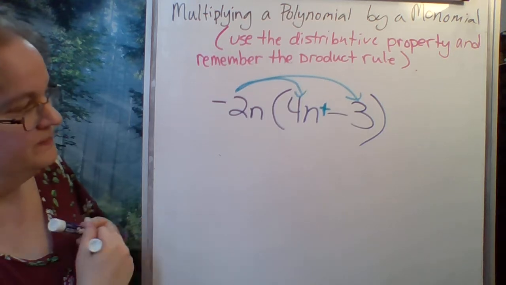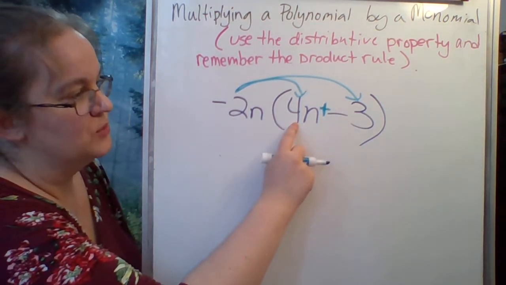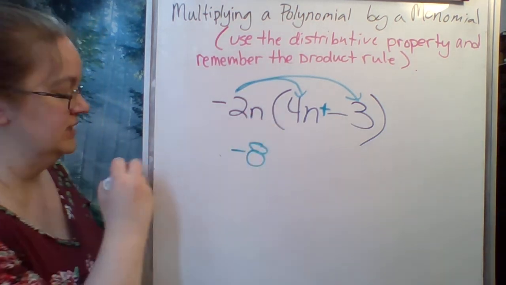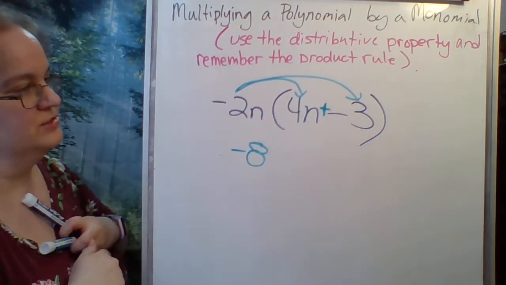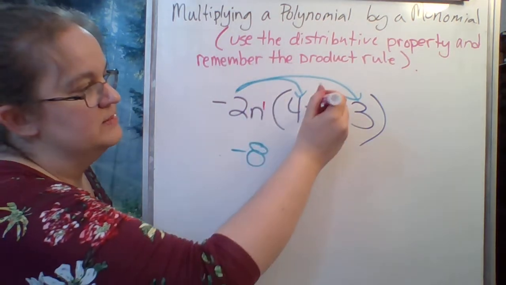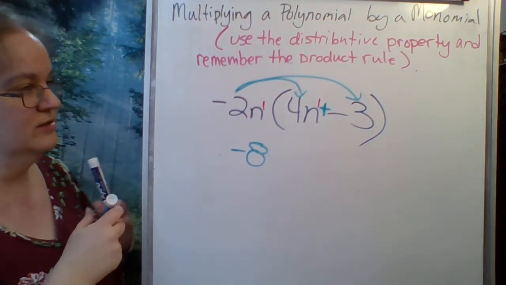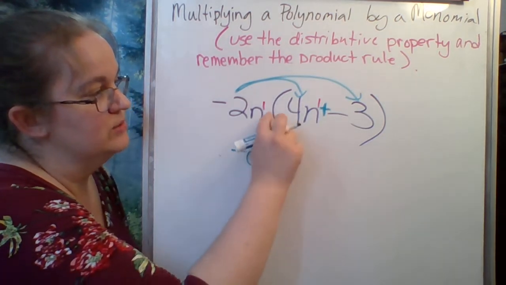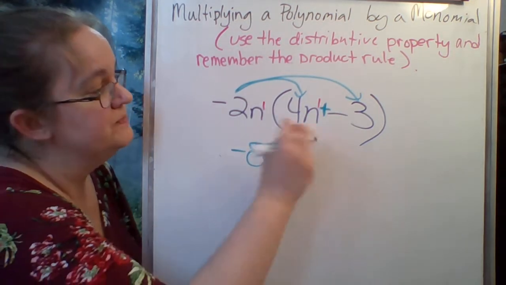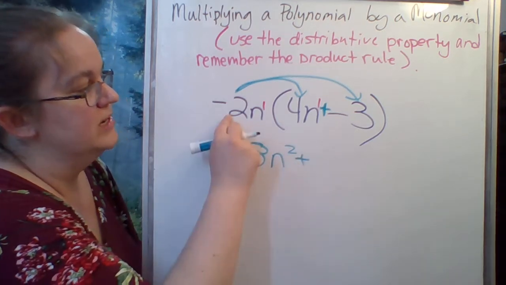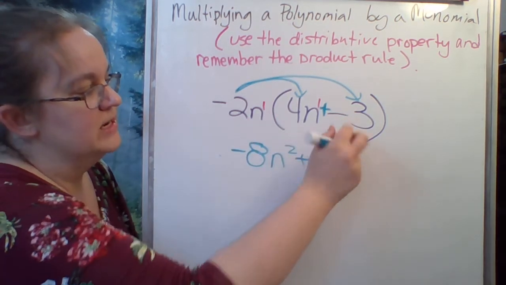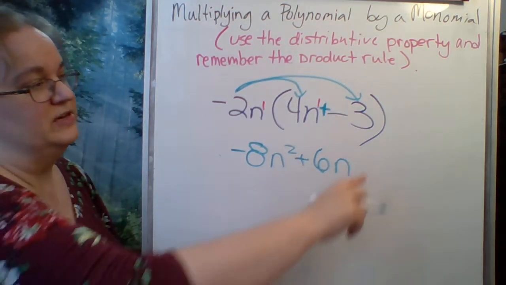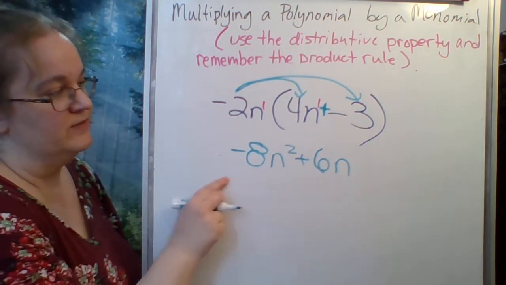And when I do that, negative 2 times 4, I multiply like normal. That's negative 8. This is going to be n to the first times n to the first. So n to the first times n to the first is the same as n to the second because I'm doing 1 plus 1 using the product rule. Plus negative 2n times negative 3 is positive 6n. Again, I don't have any n's to combine it with. This is my final answer.